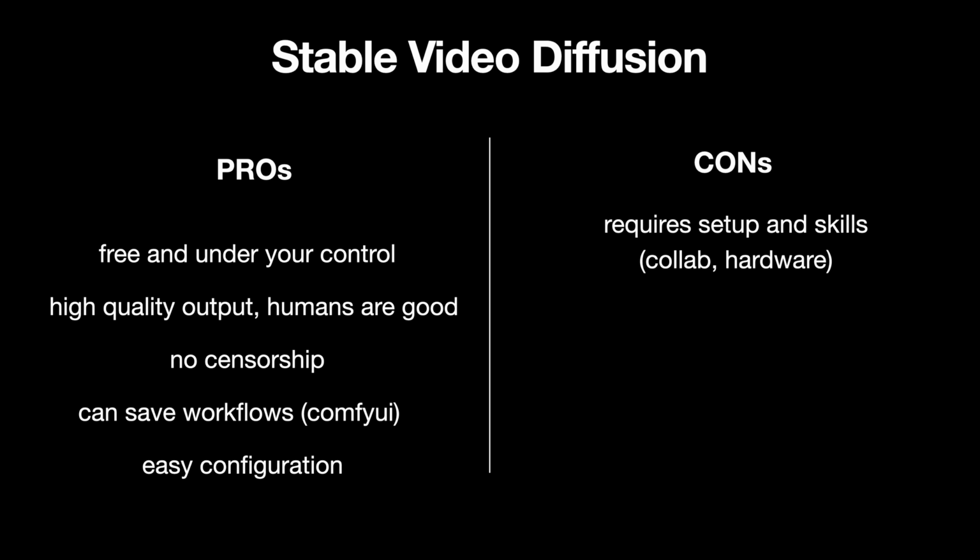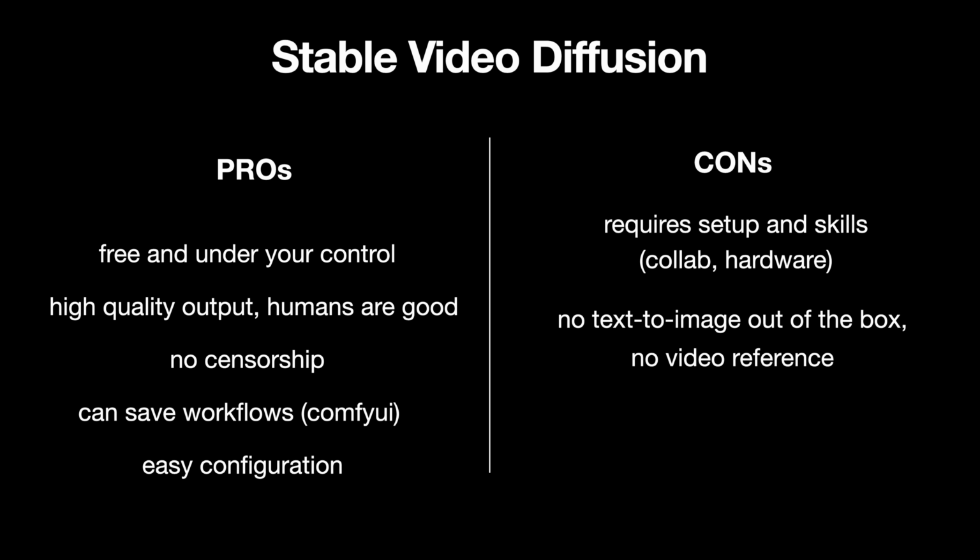And what are the downsides of this model? Again, it requires the power, it requires a subscription to Google Colab or something similar, and you have to set it up yourself. And unfortunately, there is no text-to-image workflow, but it is very easy to imitate if you just generate the image first and then generate a video from your image, so that's not a big problem.